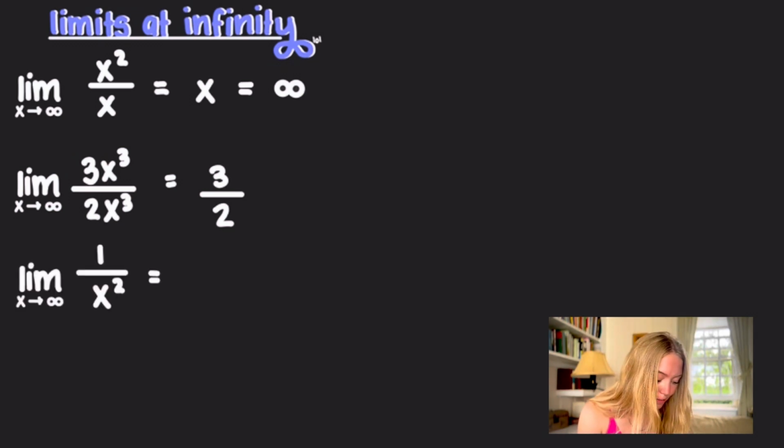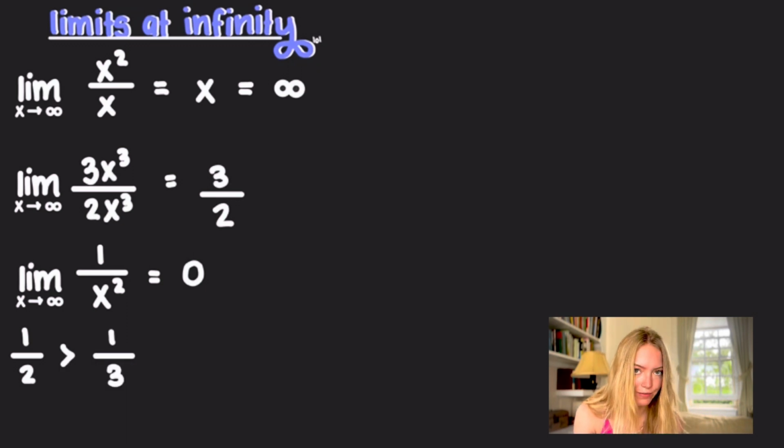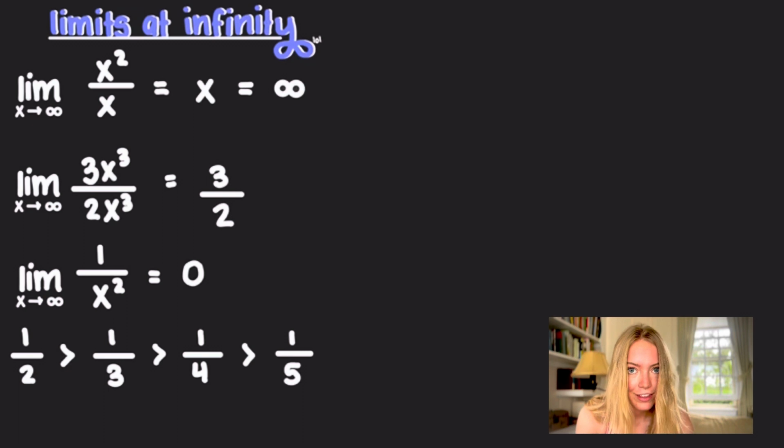Next, if there is a bigger exponent on the bottom than there is on top, like if this could literally be like x to the 2, your answer is going to be 0. All right, why? 1/2 is bigger than 1/3, which is bigger than 1/4, which is bigger than 1/5. So this is just going to keep going and going and going. And once you get 1 over infinity, it's already gotten so small that you can basically say that it's 0.